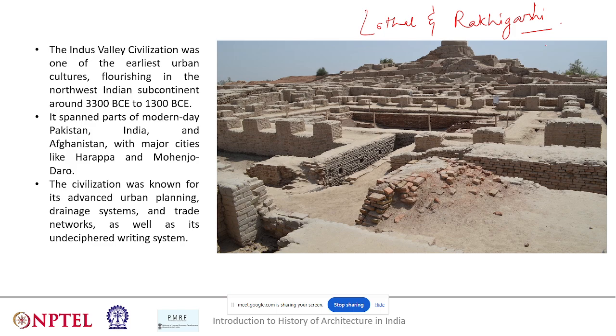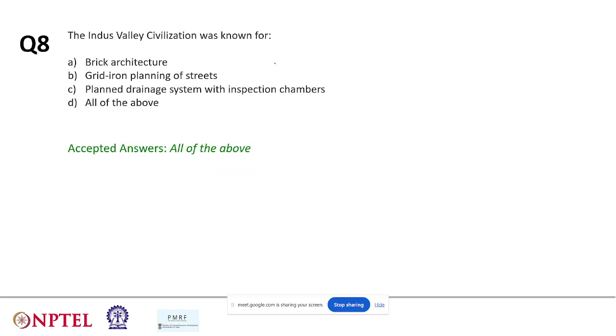Lothal is considered to be one of the most important ports during the Indus Valley civilization. If you look into the features of the Indus Valley civilization, of course it had brick architecture. So clay and sun-burnt bricks were used. Then gridiron planning of streets.